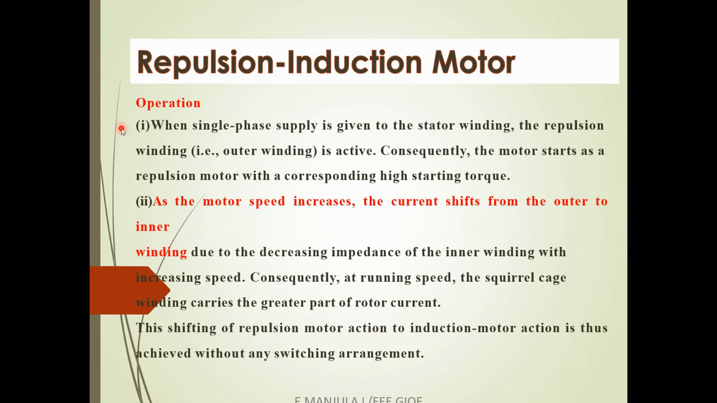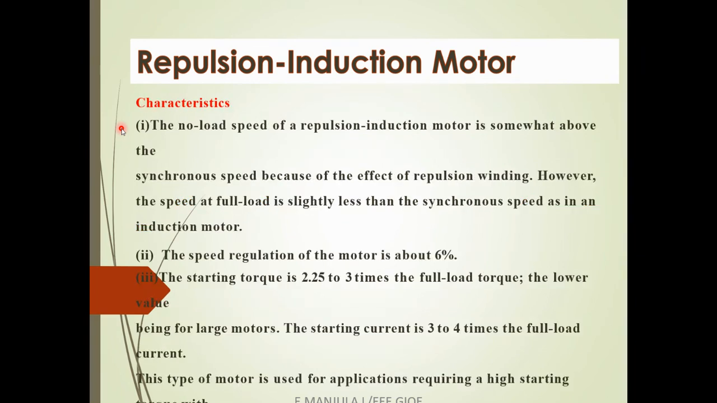When a single phase supply is given to the stator winding, the repulsion winding is active. Consequently, the motor starts as a repulsion motor with a corresponding high starting torque. As the motor speeds up, the current shifts from the outer to the inner winding, due to the reducing impedance of the inner winding with increasing speed. Consequently, at running speed, the squirrel cage winding carries the greater part of the rotor current. So, the shifting from repulsion motor action to induction motor action is achieved without any switching arrangements.